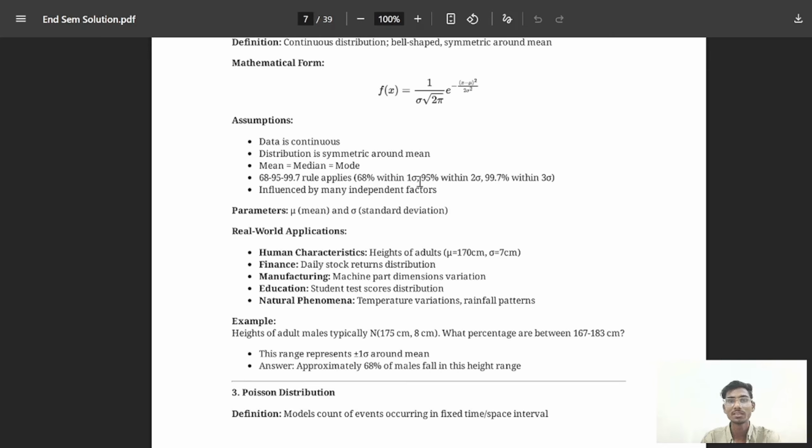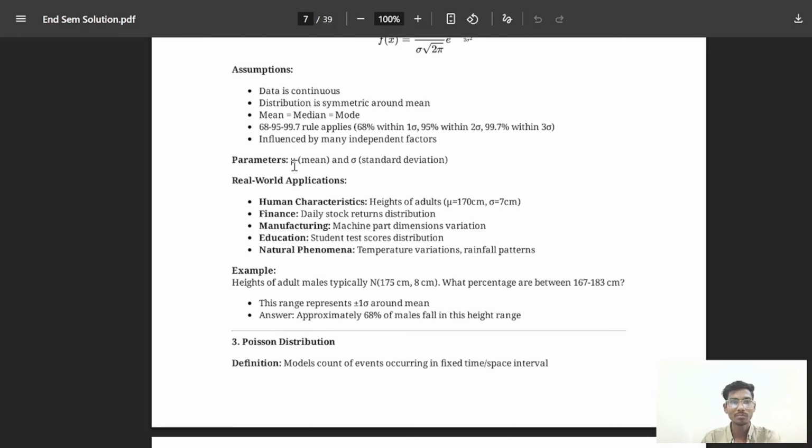68% within 1 sigma, 95% within 2 sigma, 99.7% within 3 sigma. Influenced by many independent factors. Parameters are mu, which is mean, and sigma, which is standard deviation. Real world applications, human characteristics, heights of adults, mu equal 170 centimeter.